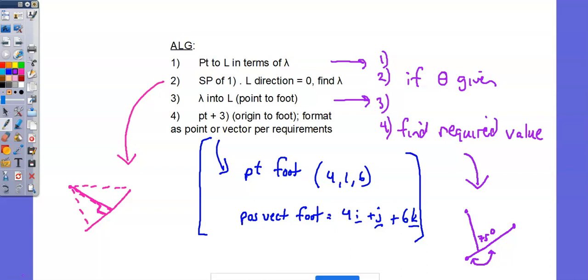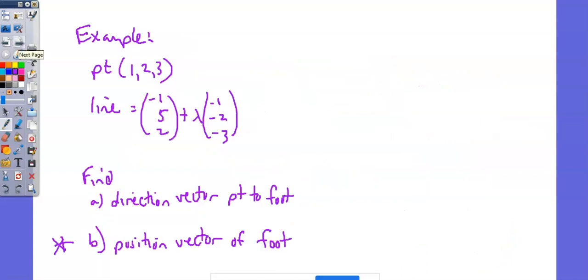So let's do an example starting with foot. And I've made this up. Let's say you're given the point of 1, 2, 3, given the line equation of -1, 5, 2 plus lambda (-1, -2, -3). You might, in your requirements, need to do some work to get to that line equation, but here it's given. So find the direction vector from point to foot and position vector of the foot. Notice requirement B isn't the point of the foot, it's the position vector of the foot. So we want to give a vector answer, not a point answer.